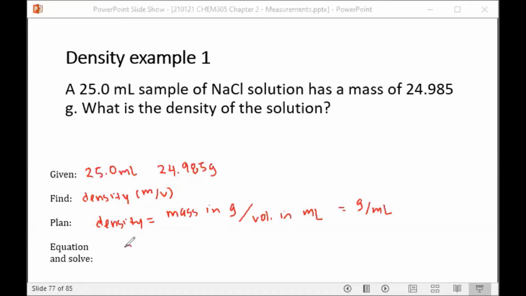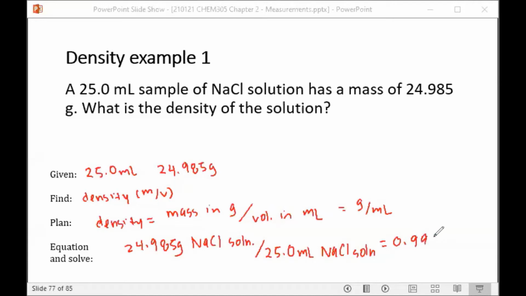So to solve this one, we're going to take 24.985 grams of our sodium chloride solution divided by the volume of that solution, 25.0 milliliters. And you see no units cancel here. Grams and milliliters don't cancel each other out, so our final units are going to be grams per milliliter. Once I plug this into my calculator, I got 0.9994 grams per milliliter.